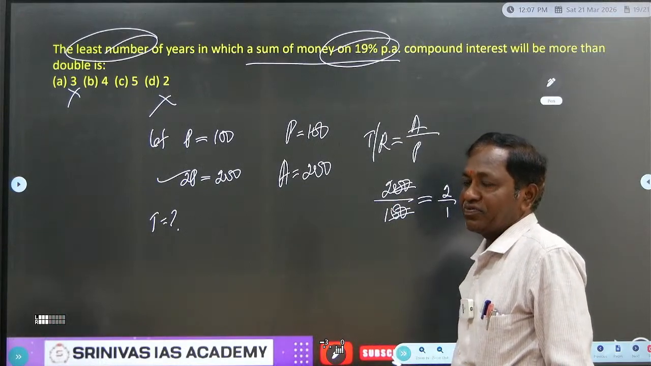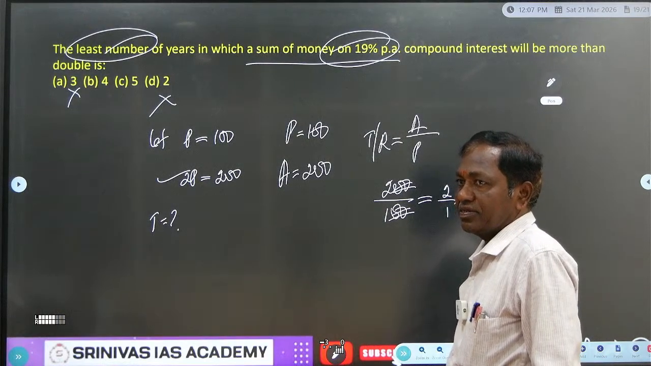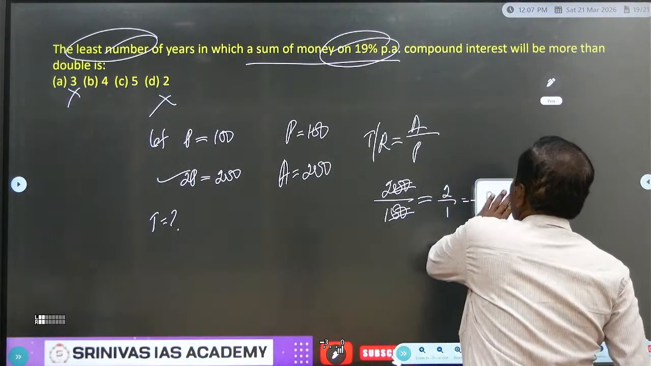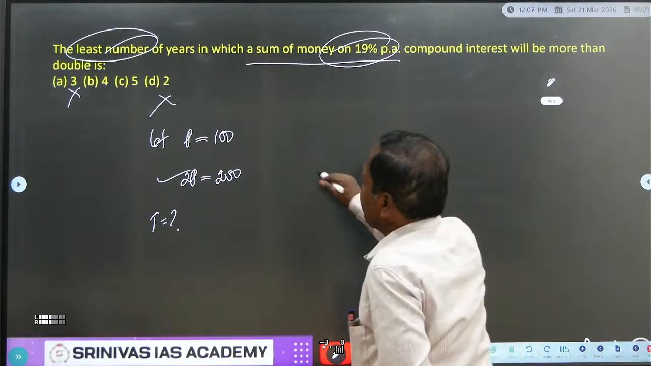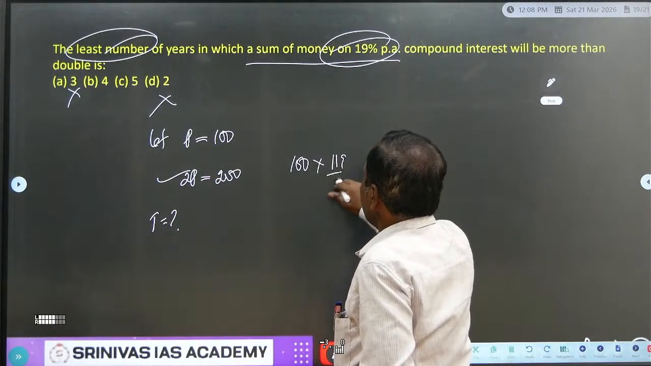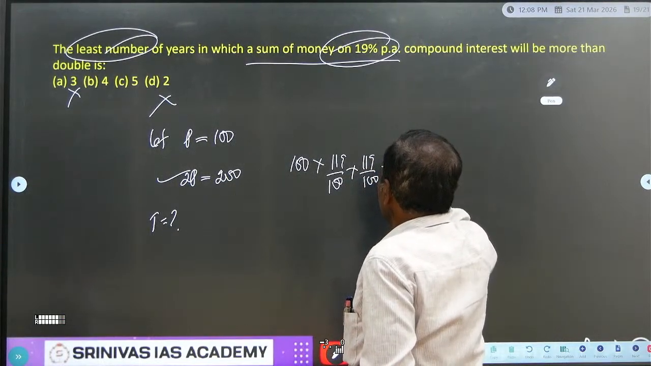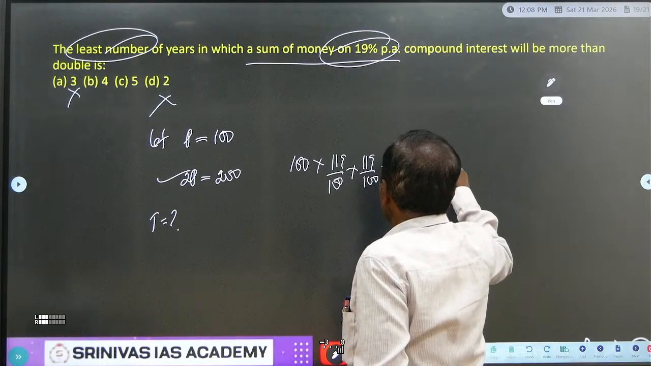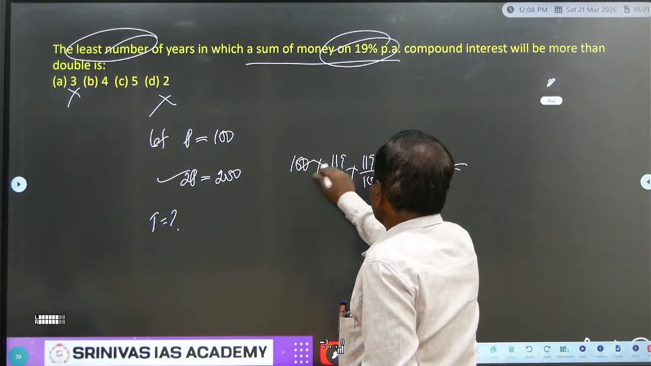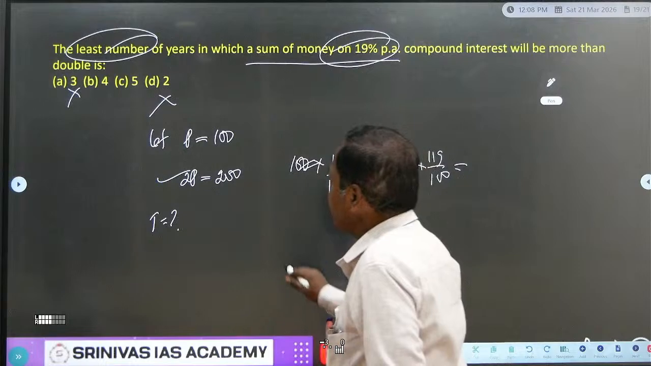Double amount. Now here, 200 equals amount equals principal into 1 plus R by 100 to the power T formula. Amount 200 equals 100 into 119 by 100. Definitely 3 years also is not possible. But according to this, 3 years should also happen. Too much calculation will happen, that's why I avoided that method.